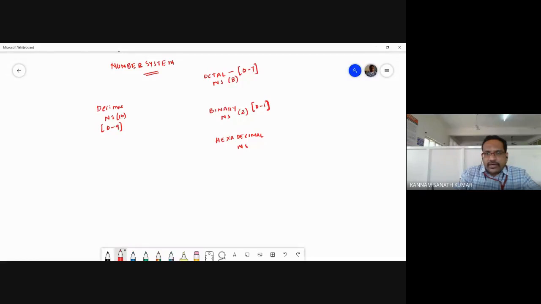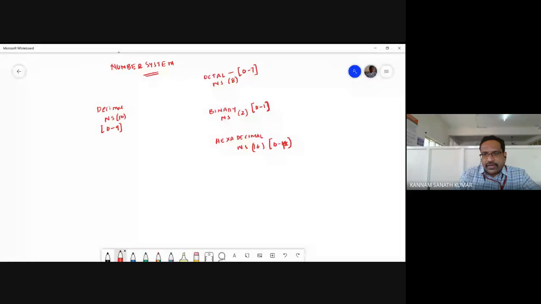Okay, so hexadecimal number system is having the radix 16, and those are represented in 0 to 15. Okay, so those values, not 15, this is actually f. Okay, 0 to f. So actually 10 is a and 11 is b, 12 is c, 13 is d, and 14 is e, and 15 is f.